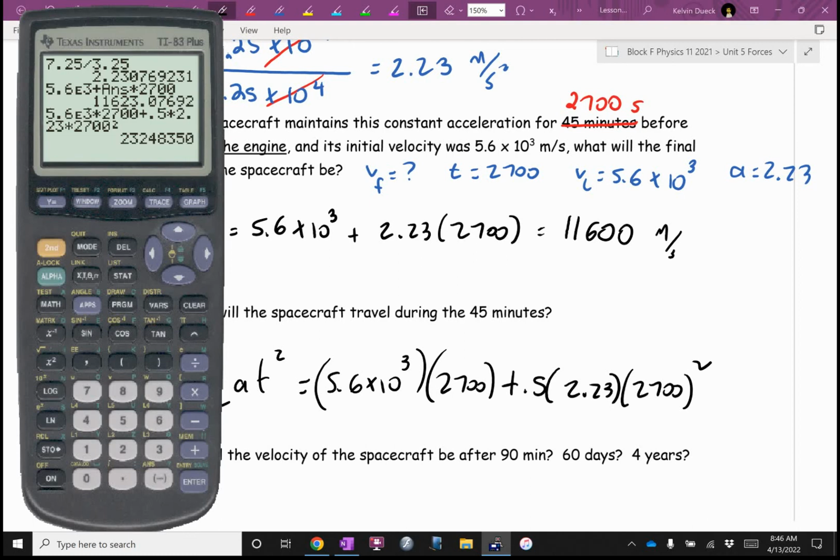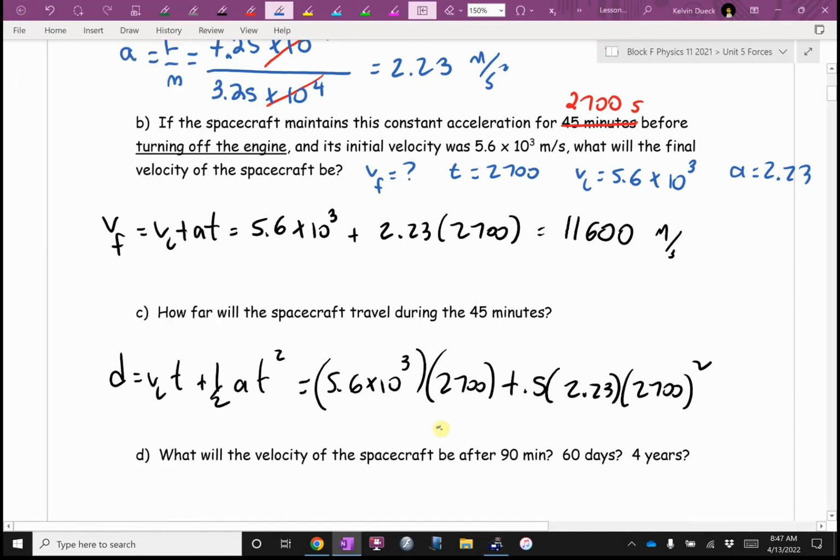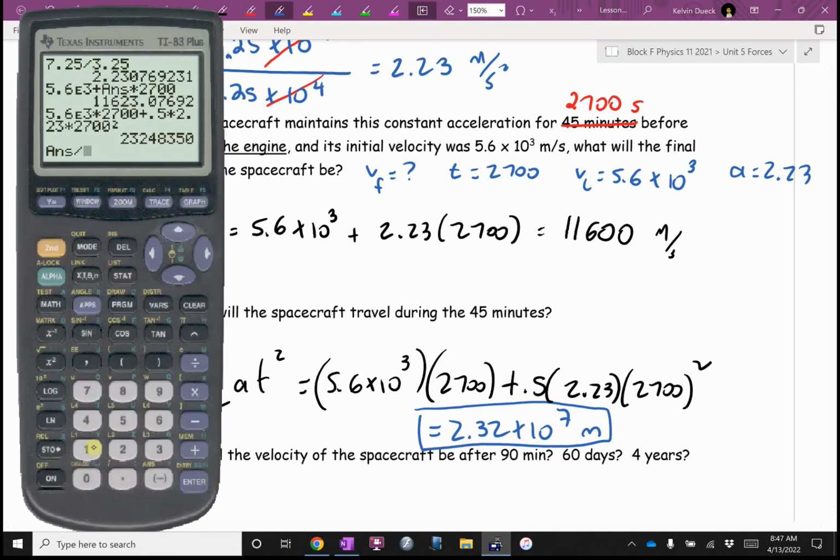I think I'm going to write this in scientific notation. I'll go to 3 sig figs: 2.32 times 10 to the 7. Or if I want to put that in kilometers, I'll just divide by 1,000. In 45 minutes, we've traveled 23,000 kilometers. Yeah, we're a spaceship. We're moving. Okay.